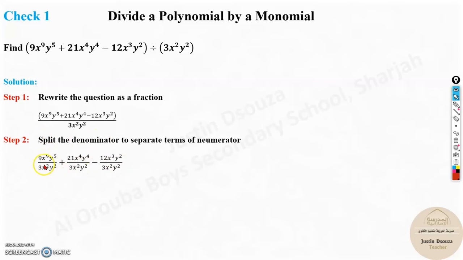So split, and over here you will get this. Now we need to simplify each term accordingly. So divide. 9 by 3 is 3. The square, all this cancels out. After you solve it, you will get this answer. Always remember one thing. When it's 9 divided by 3, you do division.